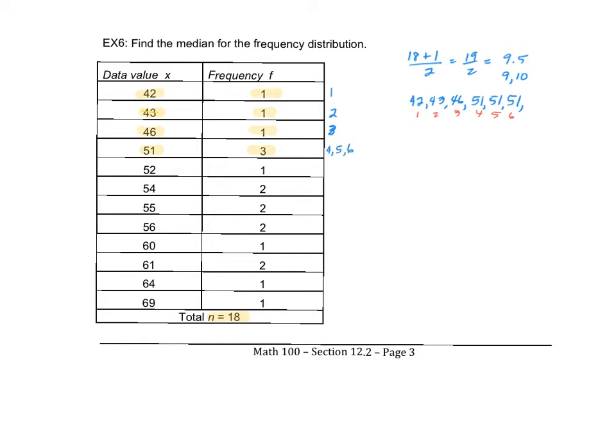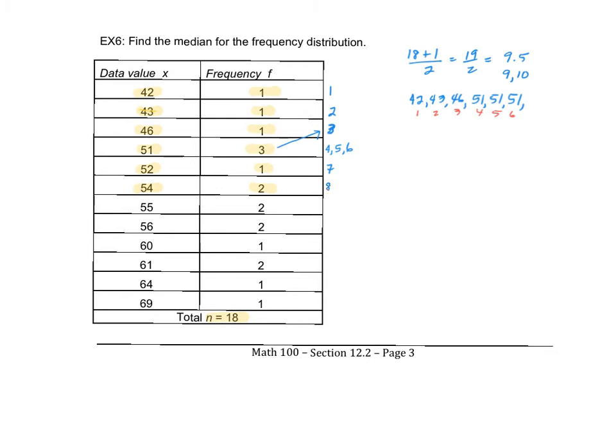So all I had to do really was take this 3 and add it to the 3 that came before to get 6. So that's going to be positions 4 through 6. In the next row for the data value of 51, I have one of those. So I ended off with position 6. This must be position 7. And we were looking for position 9 and 10. Next row, I have 54. I have 2 of those. So if I ended off in position 7, then this must be position 8 and position 9.